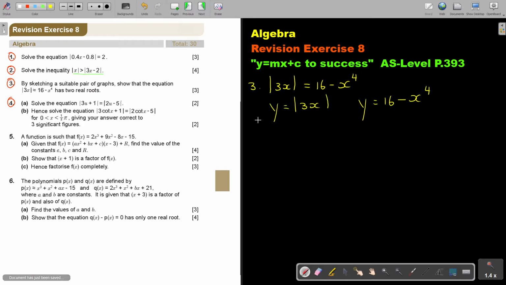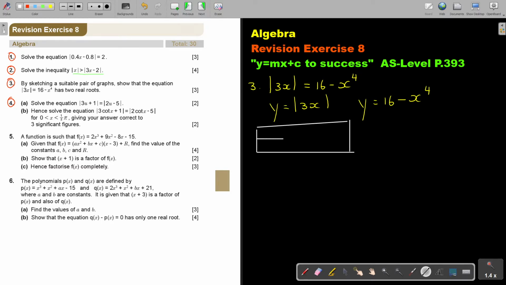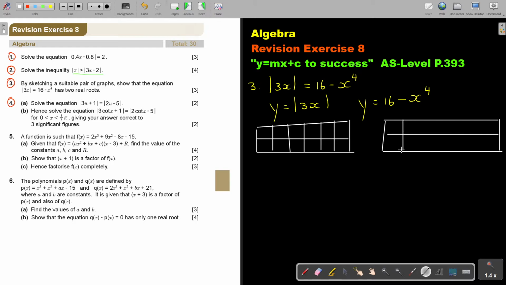Now, they say by sketching, so they want the sketches. So the best will be to use a graph. We start with very basic and see if we must make it a little bit longer. I think the best will be a table. That one can become a little bit big with a table, but we can always extend the table if we see it's still not intersecting.